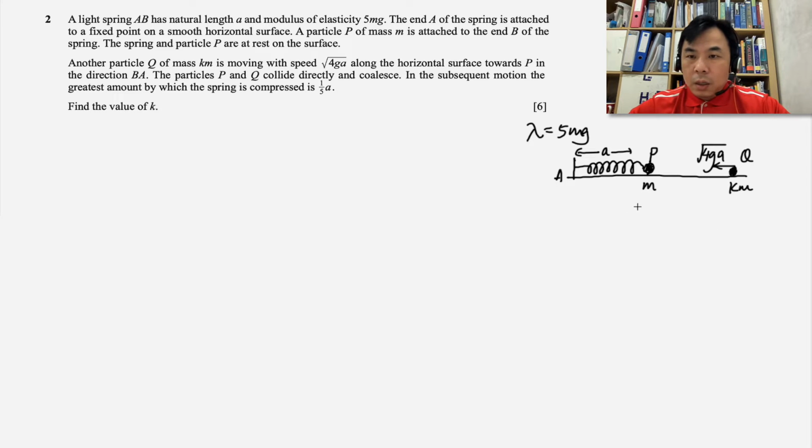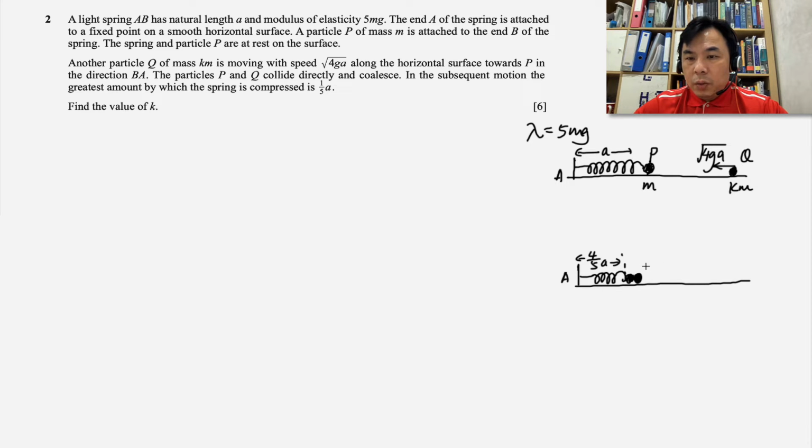This is before, and then I'm going to draw another one after. After that, this is still A. After both of them coalesce, meaning that they join together, it would eventually compress, compress about 1/5 A. Therefore, this length becomes 4/5 A. So the amount of compression is 1/5 A.